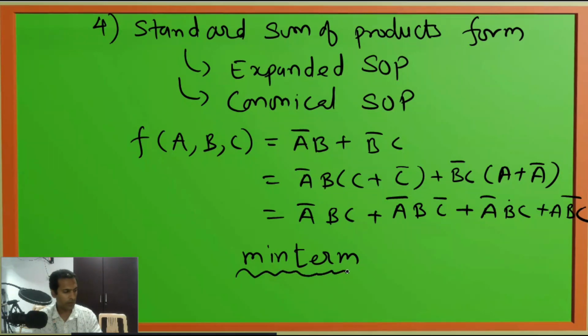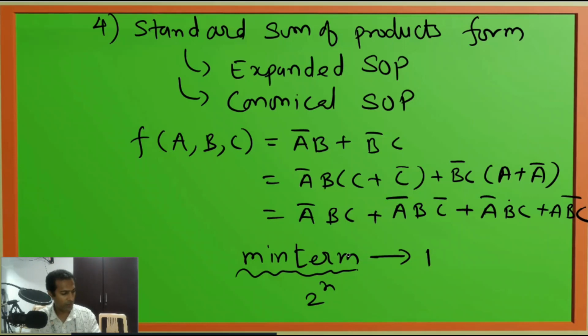It is called as the min term. A min term assumes the value 1 only for one combination of the variables. An n variable function can have all the 2 to the power n min terms. So the sum of the min terms whose value is equal to 1 is the standard sum of product form of the function.